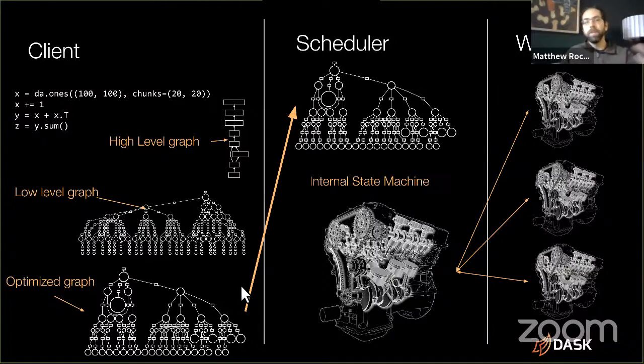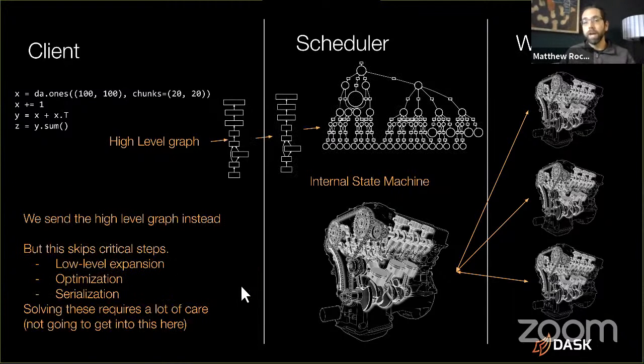And so going back to this image, what we do is that on the client, rather than making a high-level graph, low-level graph, optimized graph, we just decided to ship the high-level graph directly to the scheduler. And that is a far, far smaller thing to ship. But you might ask, wait a minute, whatever happened to low-level graph expansion, whatever happened to optimization? Those pieces you can't just forget. And that's true. I'm going to skip over all of those things for a moment. Being able to skip those things requires a lot of care. And a lot of us are trying to very cleverly bake those systems back into Dask at the scheduler level. And that ends up being a complicated state.